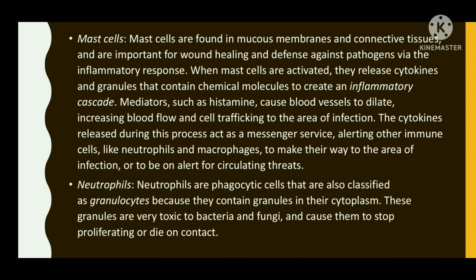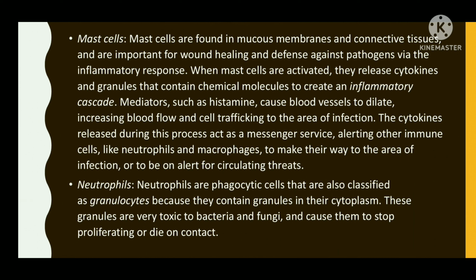pathogens. Mast cells. Mast cells are found in mucous membranes and connective tissues and are very important for wound healing and defense against pathogens via the inflammatory response. So when the mast cells are activated, they release cytokines and granules that contain chemical molecules which are toxic to the foreign particles. So basically mast cells alert the other cells like neutrophils and macrophages to make their way to the area of infection or to be alert for circulating threats.